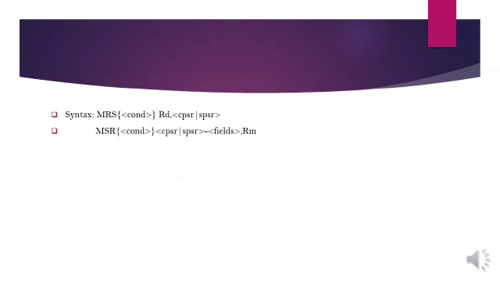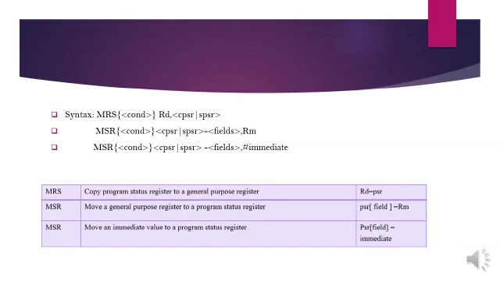MSR is nothing but a write operation. We can either write from the register or directly write an immediate value. One more difference we can find is the fields given here, which means that we can write data to the flags, status, extension or control field. That's why again it's an optional field. Here you can either mention it or not mention it.